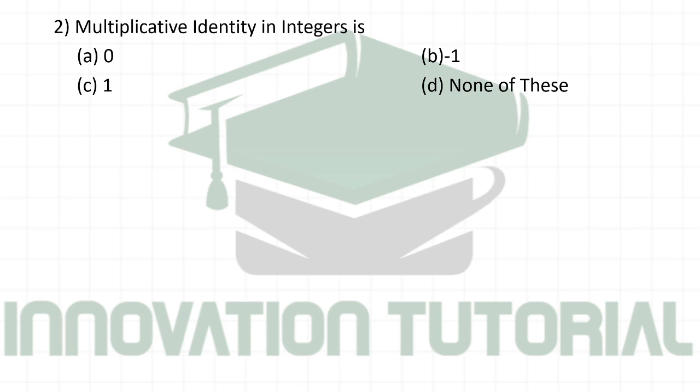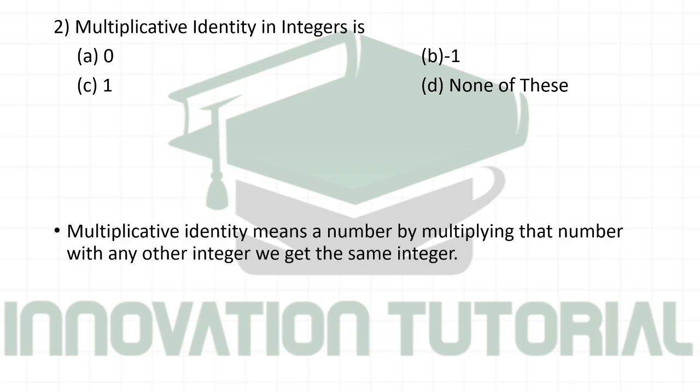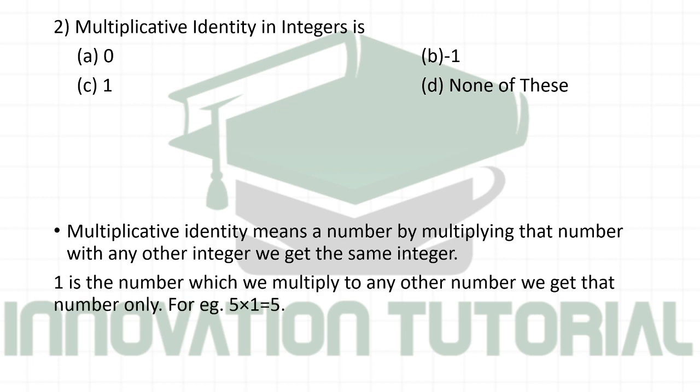Multiplicative identity means that by multiplying a number with another number, we get the same number. If we multiply a number with 10, we get the answer to be 10 only. So the multiplicative identity of integers is 1. If we multiply 1 with any other number, we get that other number only, with whom we are multiplying it. So multiplicative identity in integers is 1. Option C is the correct answer of this question.